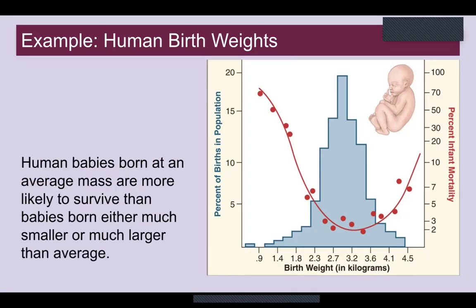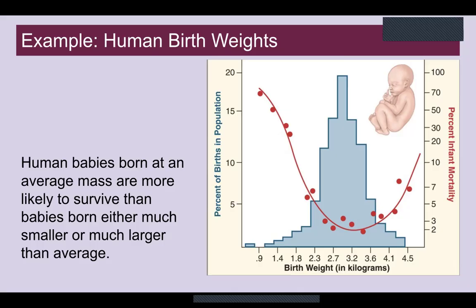So the graph is showing that human babies that are born, the percent of the population in the birth weight range of between 2.7 and 3.2 is kind of the average, but it can go anywhere from maybe 2.1 to maybe 4.1 as a pretty normal average range. Babies born in that average range have a lower chance of infant mortality. Infant mortality means death. So as babies are smaller, you can see that scary red line. The smaller you are at birth, the higher the chances that you don't make it.